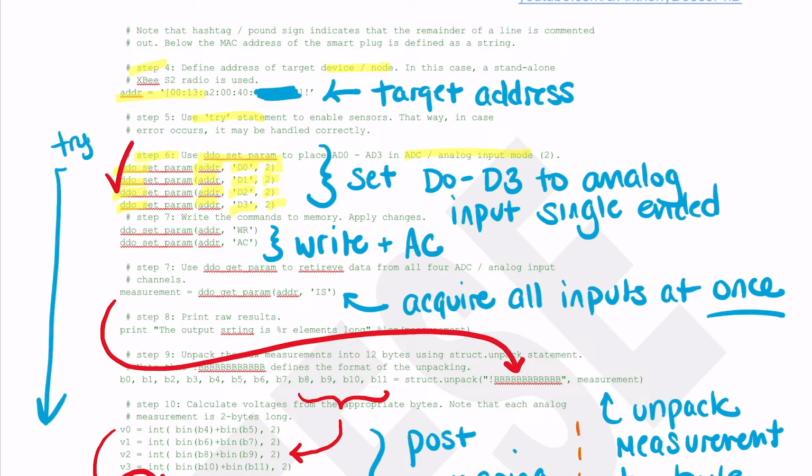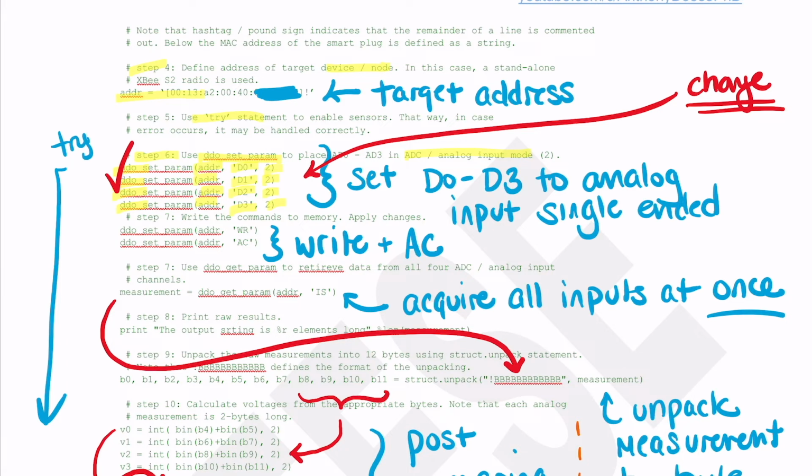Okay, next, we used the short version of the DDO set param, where we did not include the change input, which was the sixth or the last of the inputs. And what that means is that the changes will not be immediately applied to the radio until we call the write command as well as the AC apply changes command. Now, you can see why it makes sense to do it this way. I could have set change to true for each one of those four DDO set param calls, but then I would have been applying changes 4 times, which is less than efficient.